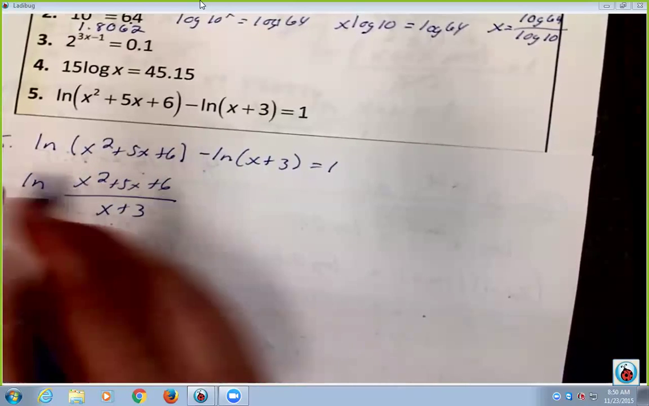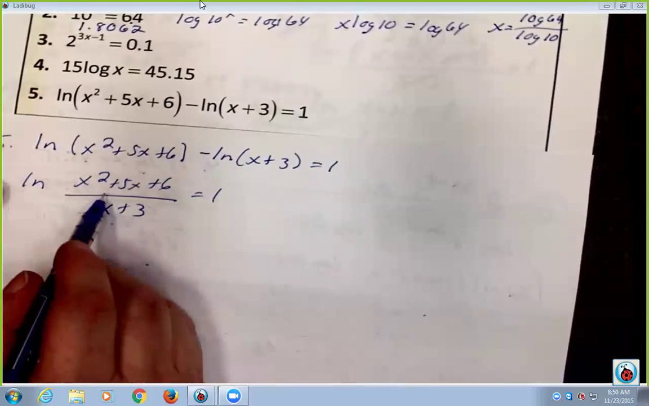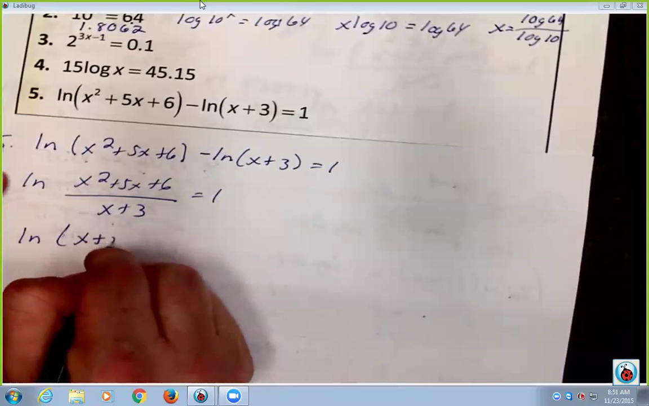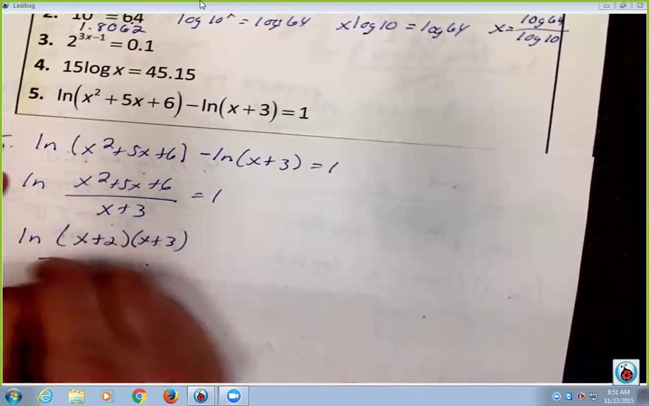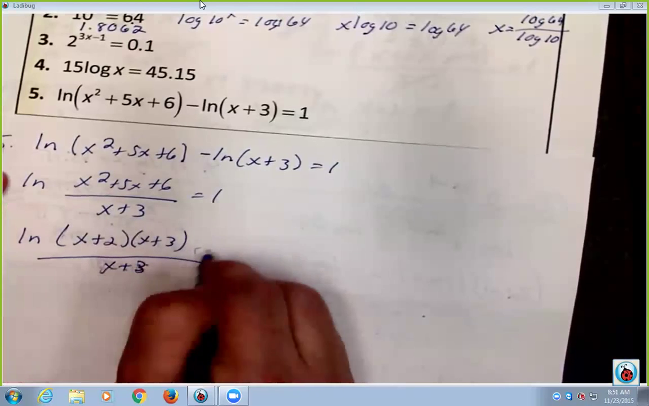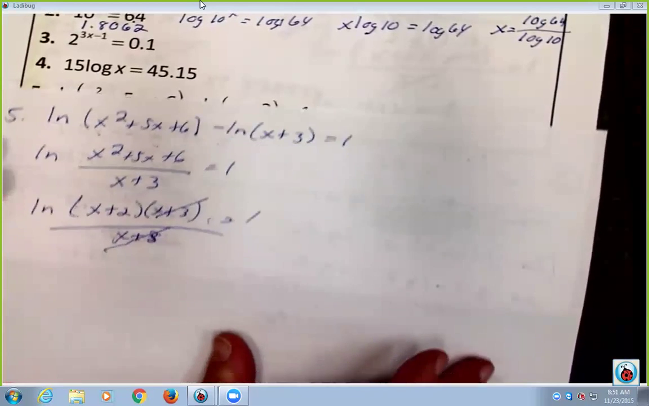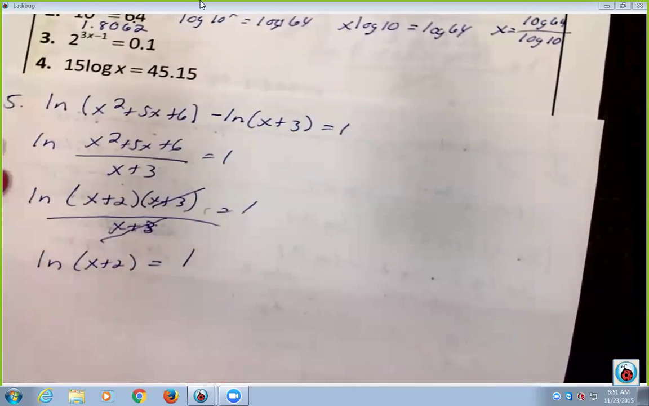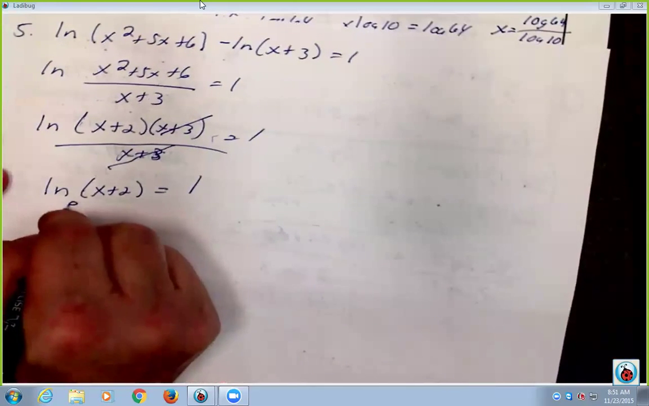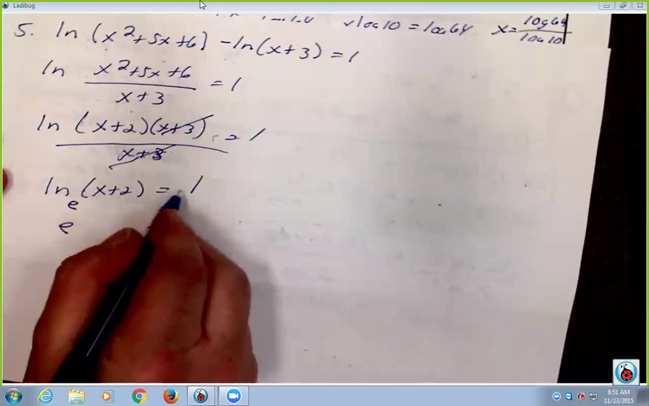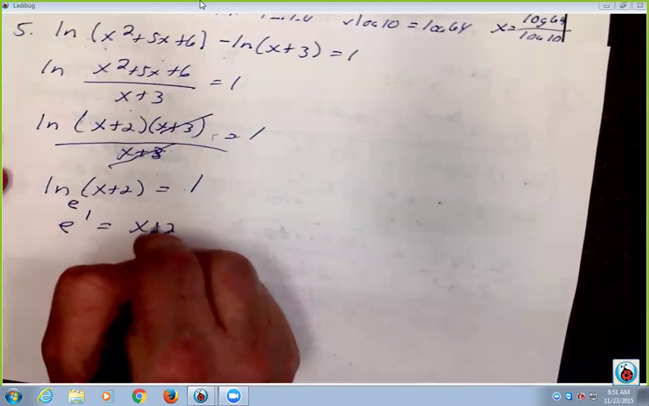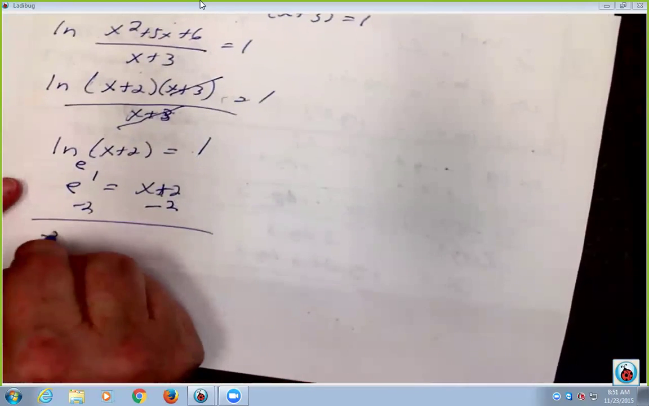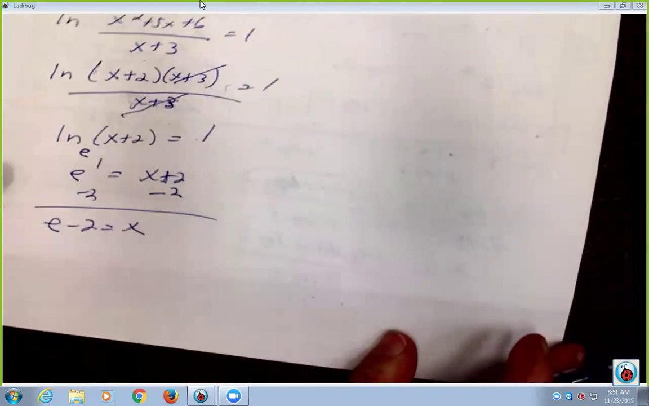Again, subtraction means I got to divide. So then I need to factor. Plus 2 and x plus 3 over x plus 3 equals 1. These guys cancel. So I get that. There's a little e that's right there. So I have e to the first power is equal to x plus 2. Get x all alone, so I'm going to minus 2 from both sides. So I have e minus 2 is equal to x.